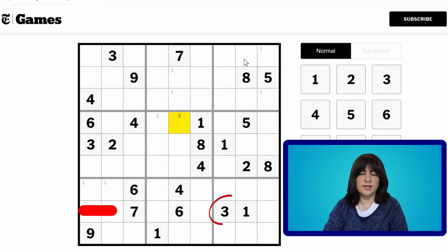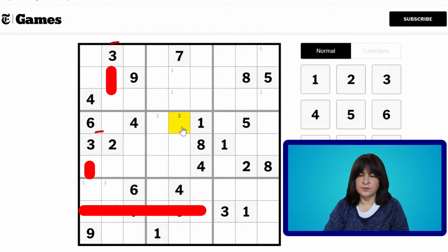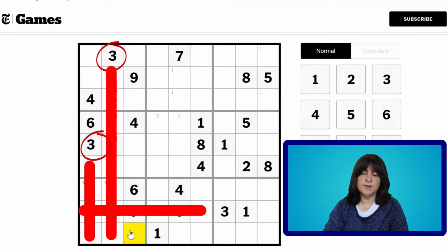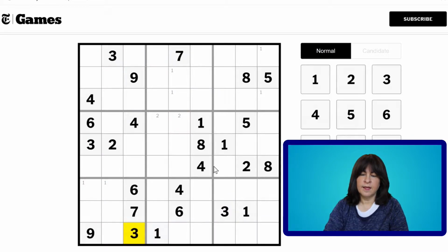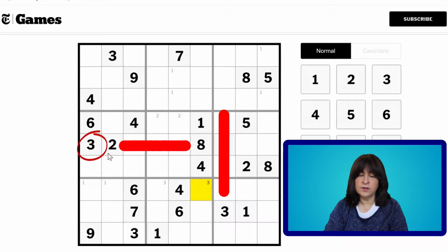We have a 3 here and here, so that means this must be a 3. And now that means in block 8, the 3 can only go into this cell and this cell. And now looking up from block 9, the 3 there eliminates all of these cells. And then from block 4, the 3 there eliminates all of these cells. This strategy is called intersecting lines.